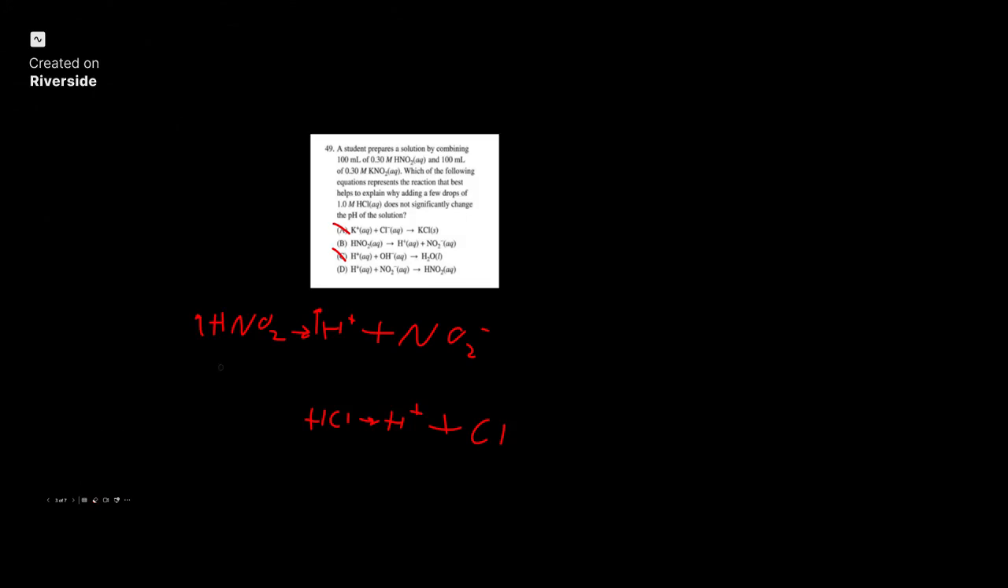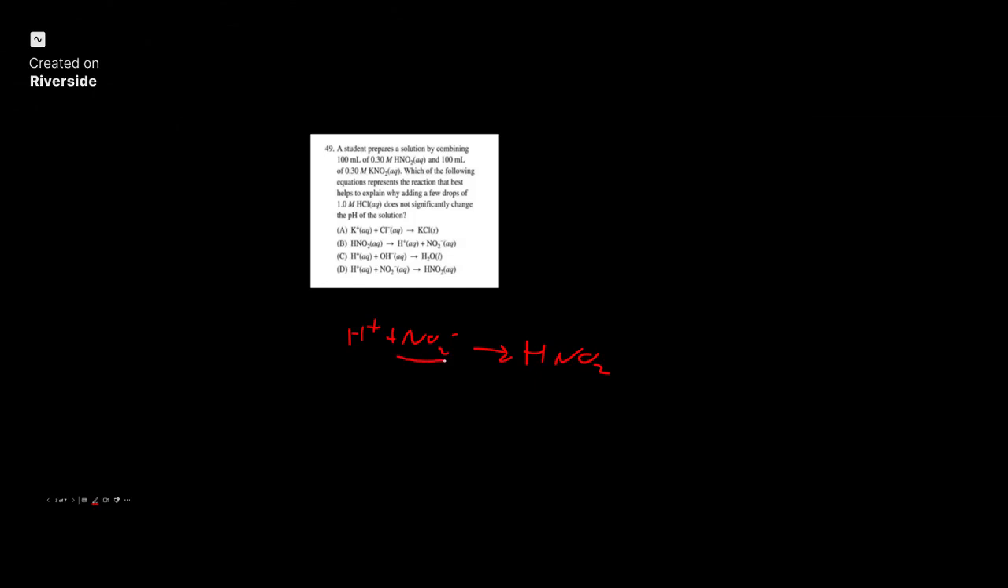However, let me just do this, it's a lot faster. If we do H plus plus NO2 minus yields HNO2, when we actually add the HCl, this base right here will actually neutralize some of it, okay? That is a buffer. That is what a buffer is, okay? So therefore your answer is D. So on to the next.